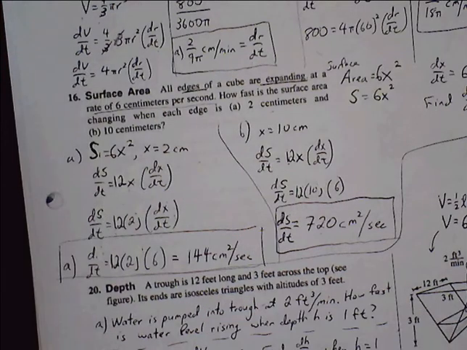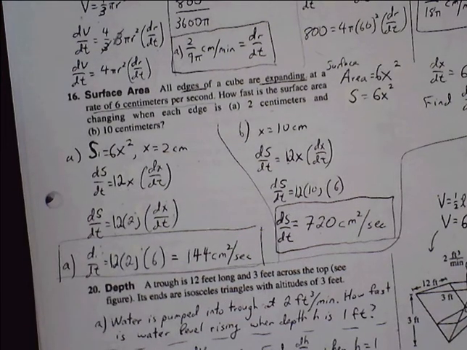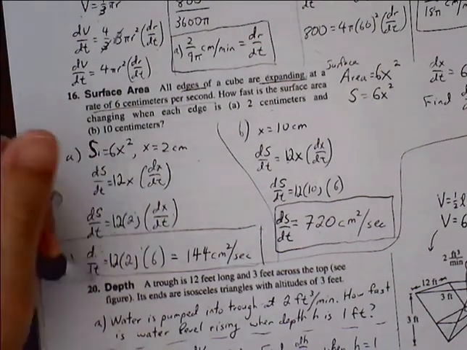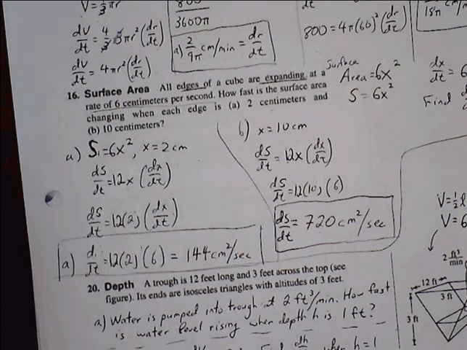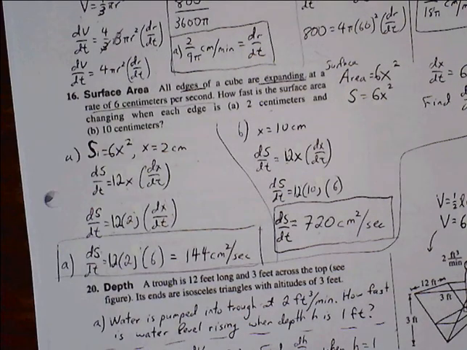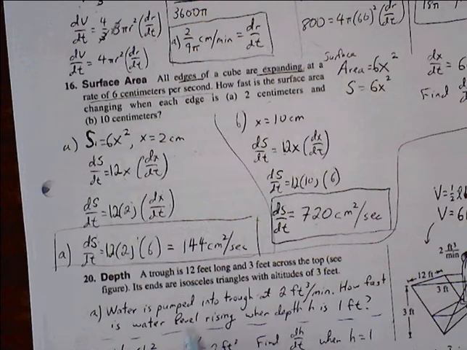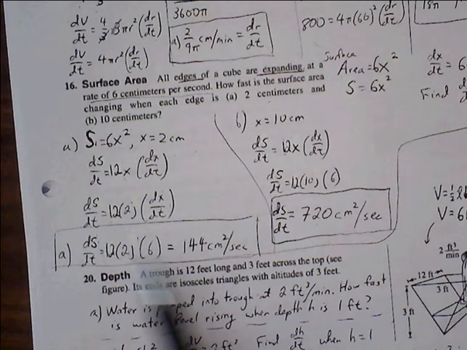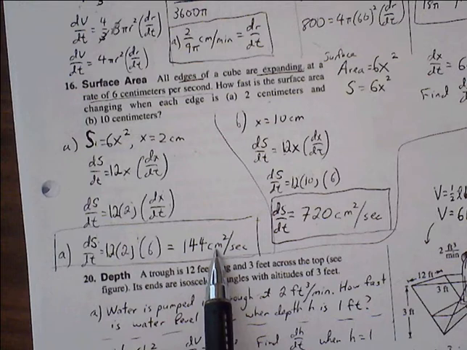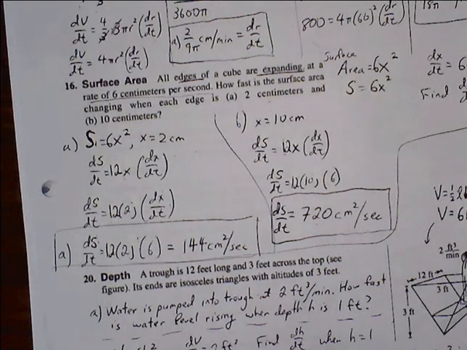So dS/dt is just going to be 12 times 2 times dx/dt, which simplifies down to 12 times 2 times 6, which is 144 square centimeters per second. So surface area has a unit of measure of square centimeters, and this is talking about a rate, so per second.